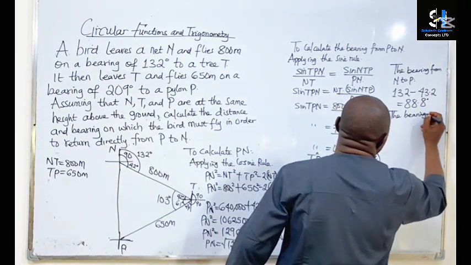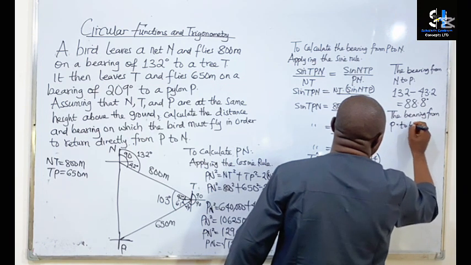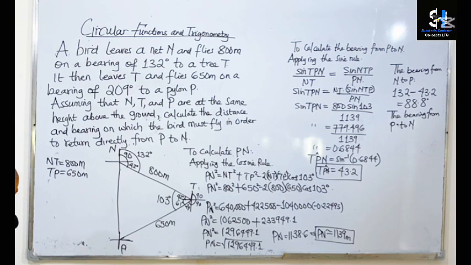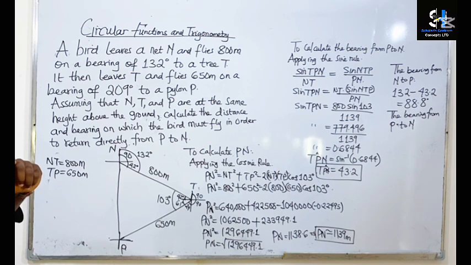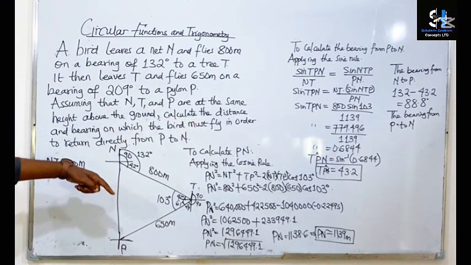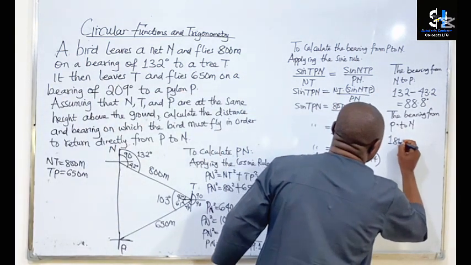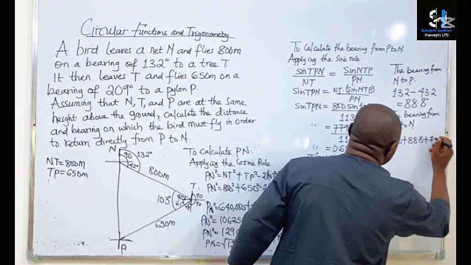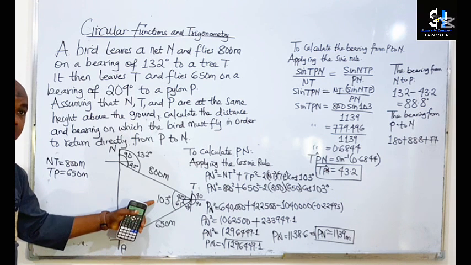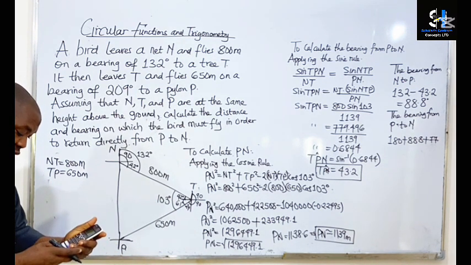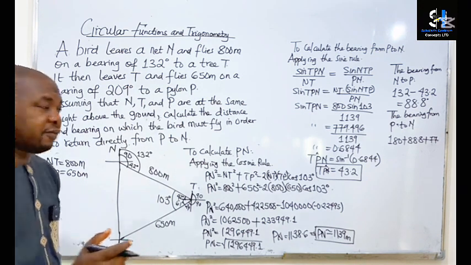The bearing from P to N will now be 180 plus 88.8, plus 77, because 180 minus 103 is 77. So 180 plus 88.8 plus 77 will be 345.8.